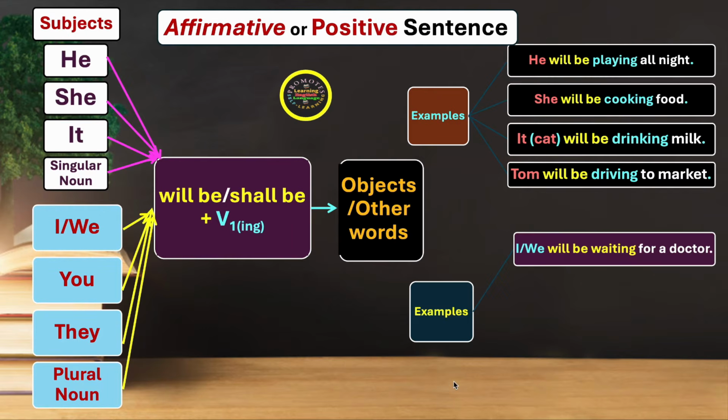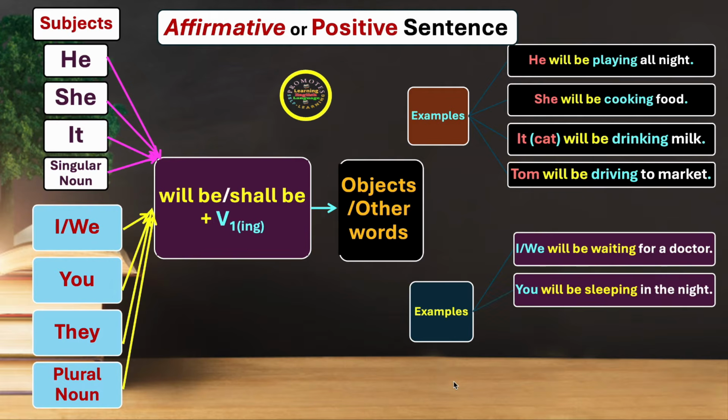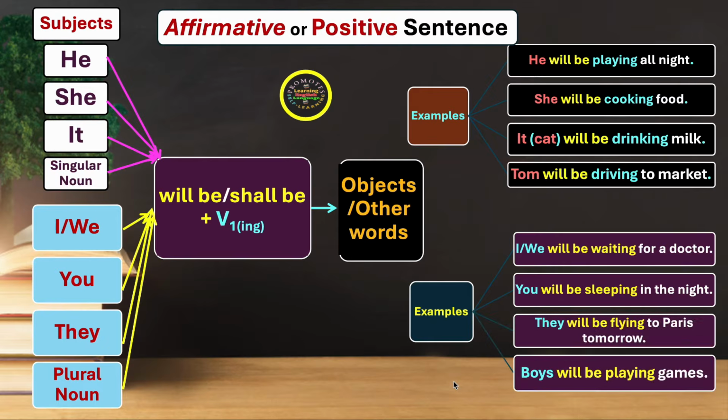We have some more examples. I or we will be waiting for a doctor. You will be sleeping in the night. They will be flying to Paris tomorrow. Boys will be playing games. We move on to the next.